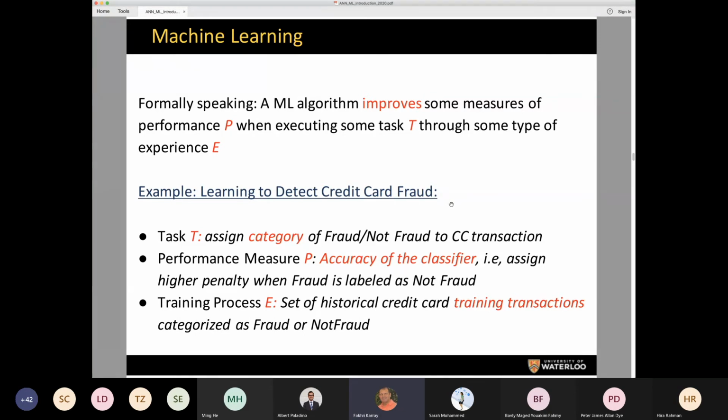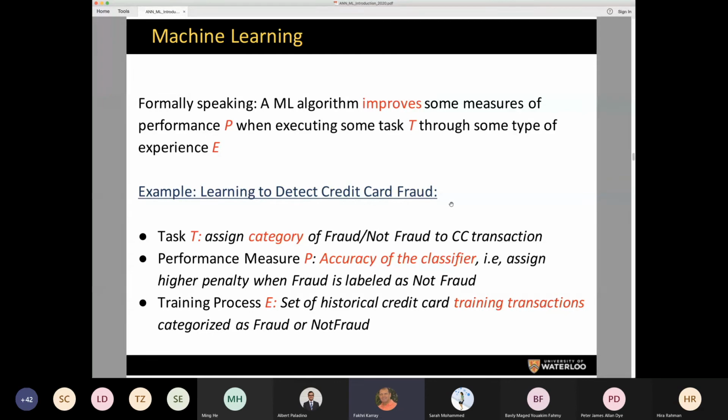So this has to be trained over tens of thousands or hundreds of thousands of tasks, okay? Which is basically assigning a category of fraud or not fraud to a particular credit card transaction. So this is an example where the category is fraud or not fraud.